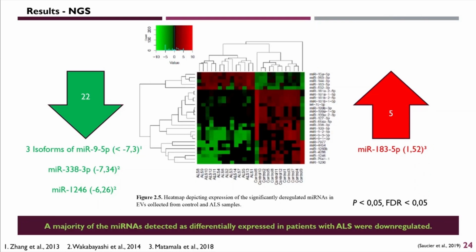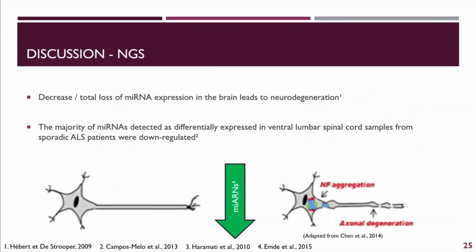So a big conclusion from this: a majority of microRNAs that were detected as differently expressed in patients with ALS are downregulated. And why is that such a big point? Well, it has been previously seen that when somebody has a decrease or total loss of microRNA expression in the brain, it leads to neurodegeneration.